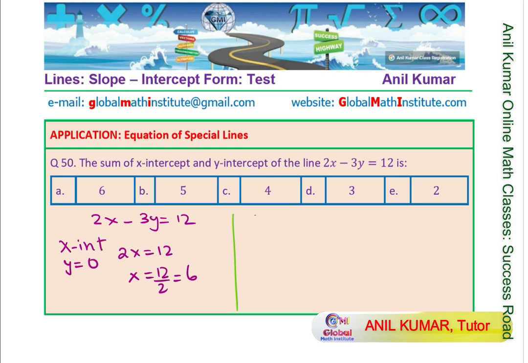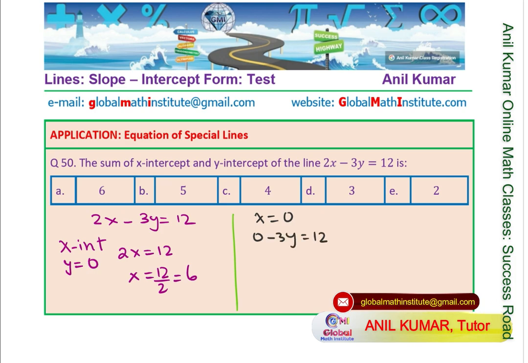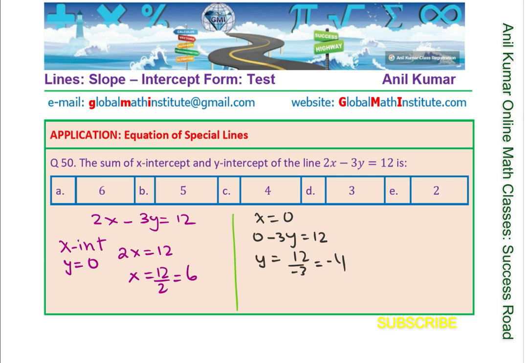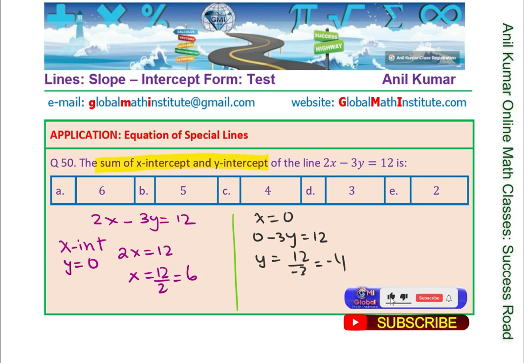And now let's find the y-intercept. So for y-intercept, we'll put x equals to 0. So we get 0 minus 3y equals to 12, or y is equal to 12 divided by minus 3, which is minus 4. So sum we are looking into, right? We need to find the sum of x and y intercepts. Let us add them up.